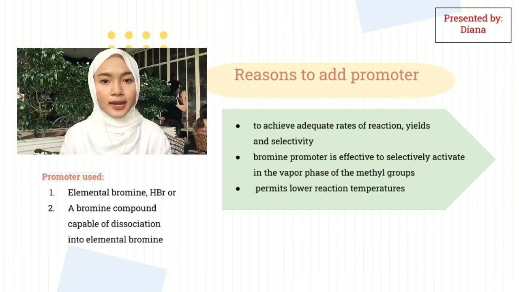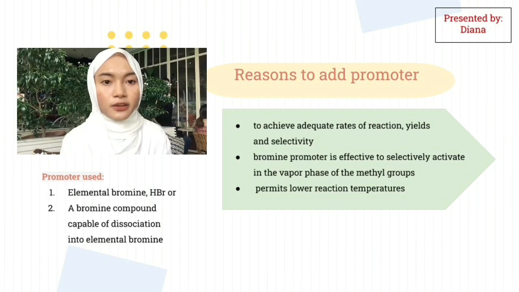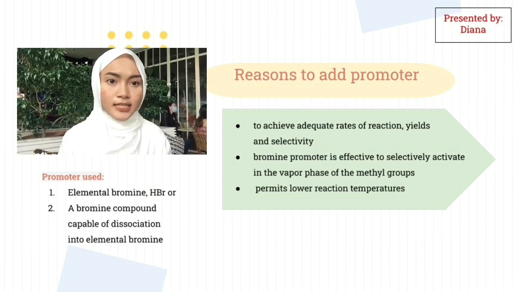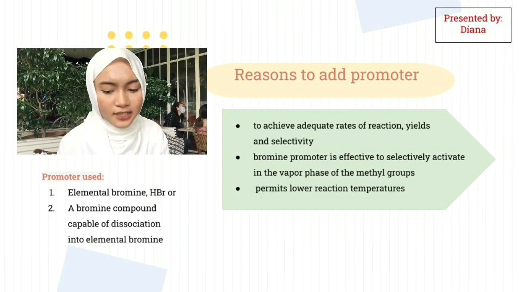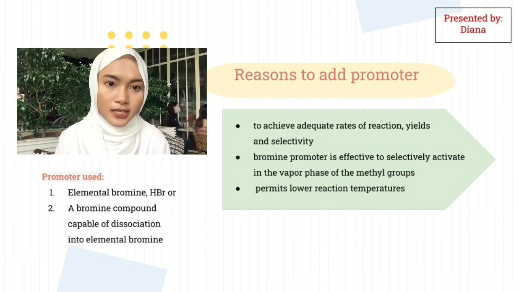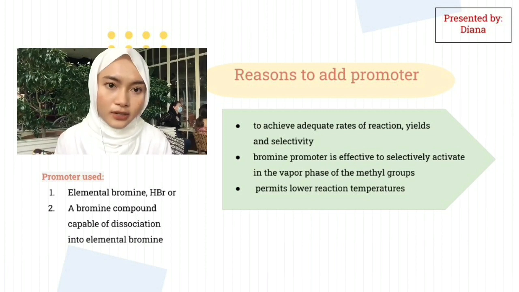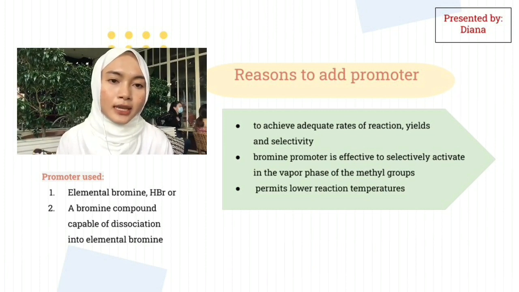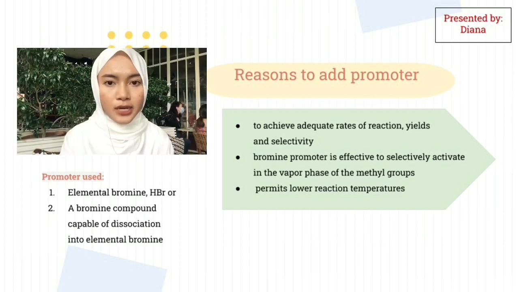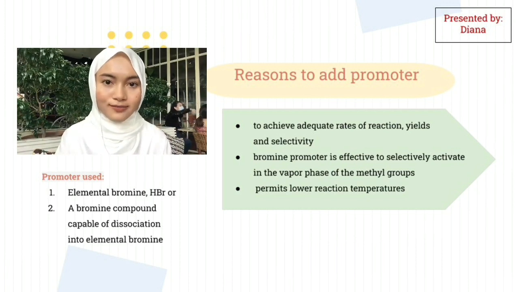So why do we add a promoter? The reason a promoter is added is to achieve high rates of reaction, yield, and selectivity. Also, a bromine promoter is effective to selectively activate the methyl groups in the vapor phase and thereby increase the rate of selective oxidation. Another reason is that it permits lower reaction temperatures and reduces the production of undesired partial oxidation products. So when you add a promoter, we can increase the selectivity, yield, and rates of reaction, and also reduce the formation of byproducts.